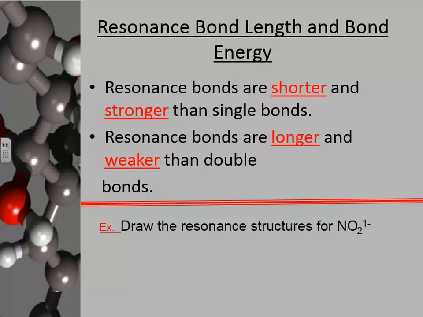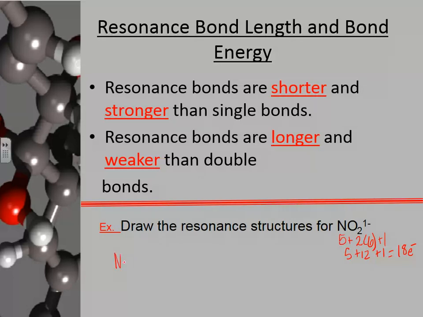So add up your valence electrons. Nitrogen has 5 valence electrons, plus the oxygens have 6 apiece because they're in group 6A. There's 2 oxygens. And the -1 charge means that it has gained an electron. So you add an additional electron. That gives you 5 plus 12 plus 1, which is a total of 18 electrons to bond with.